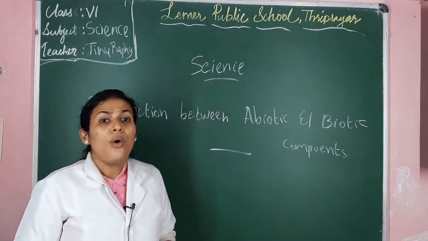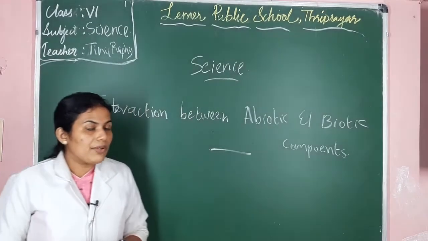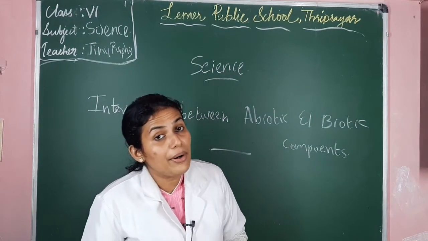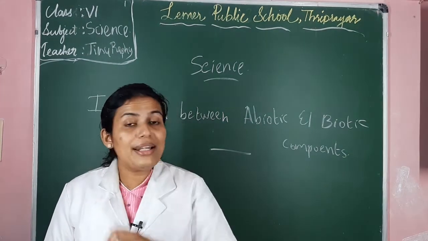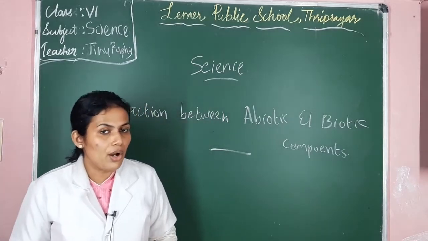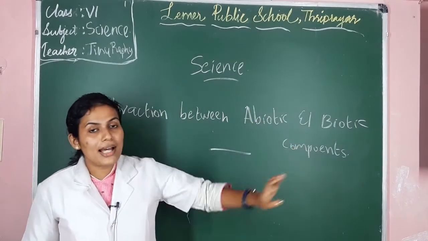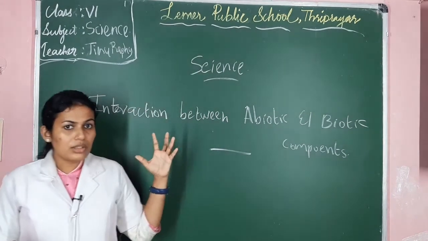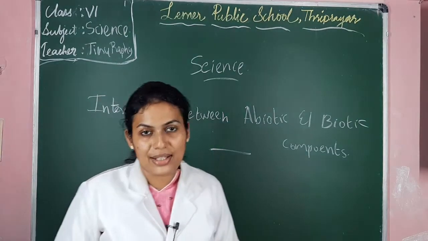Now, dear children, what are abiotic components? We have learned there are 2 types of components, that is abiotic and biotic components. Abiotic components are the non-living components that affect the growth of the organism in an environment, isn't it? And biotic components are living components. So, how do these abiotic and biotic components interact?